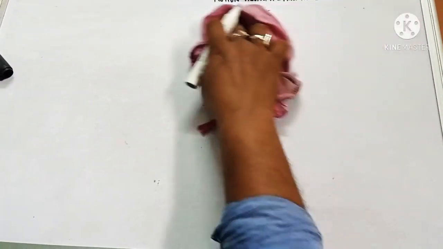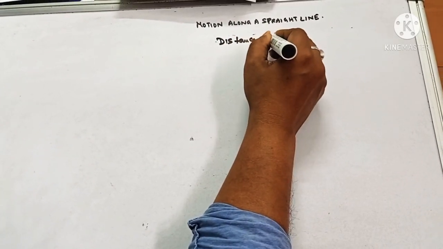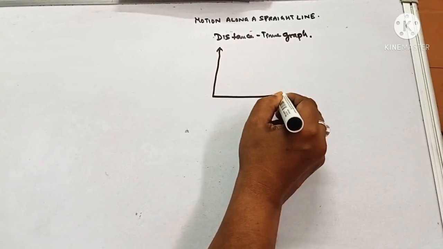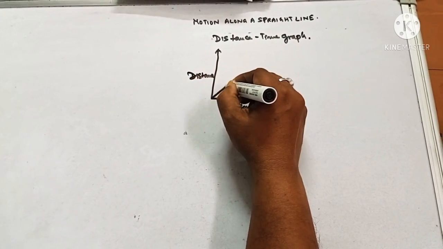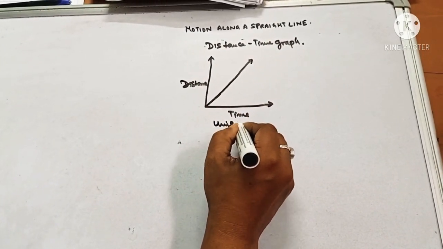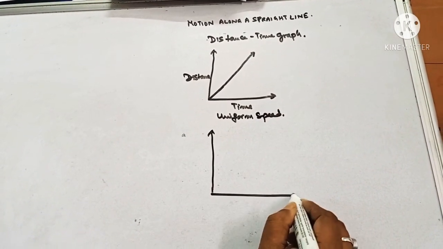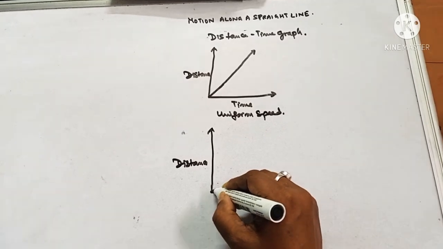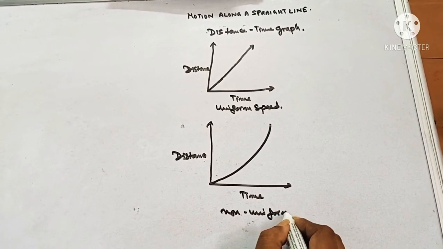Now your last topic, I am going to show only the graphs. First, the distance time graph. This is time and this is distance. A straight line is for uniform speed. Now again a distance time graph, with time and distance. This is non-uniform speed.